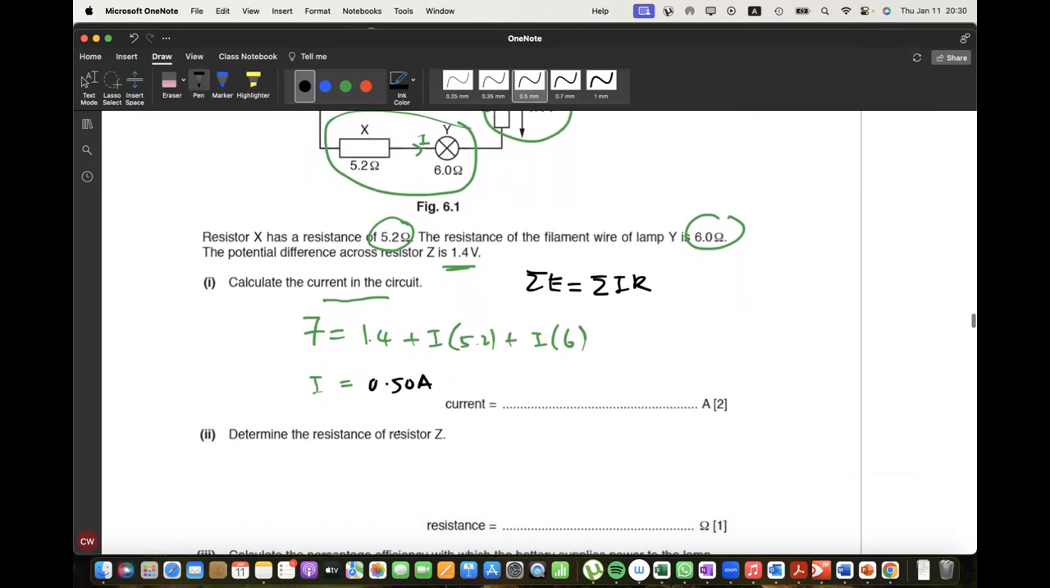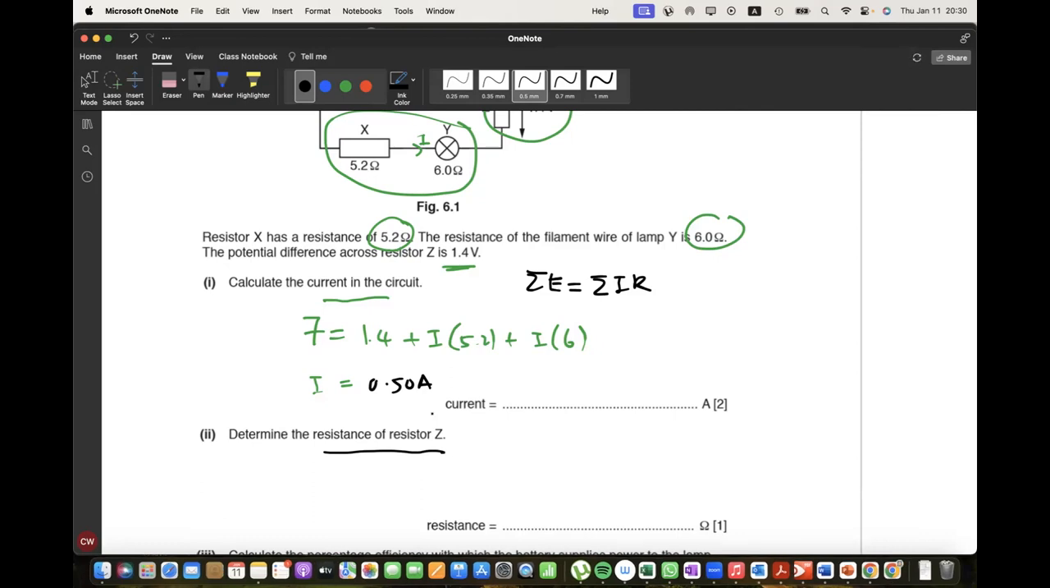Okay, how to get the resistance for Z? Anyone can get or not? Okay. Getting close. The last one left is 2.8. Right. You get 2.8.